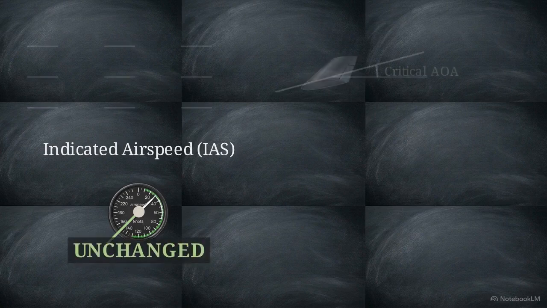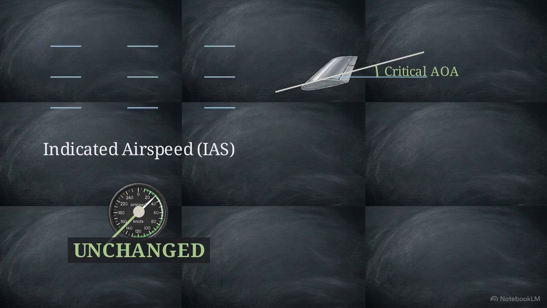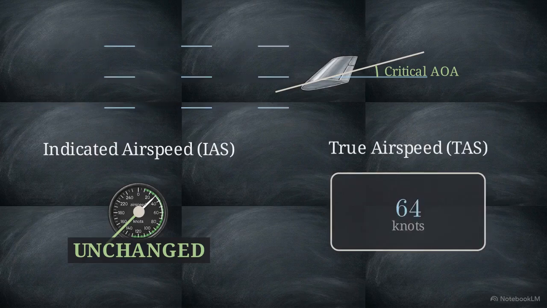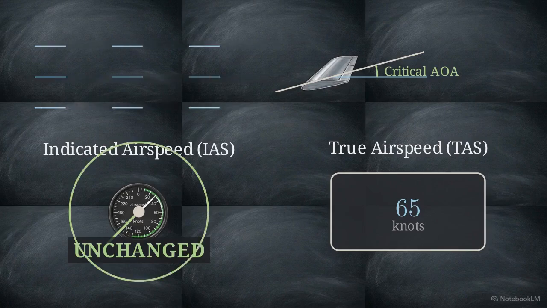A specific question on the FAA written exam tests your understanding of a counterintuitive variable. Does your indicated stall speed increase when the air is this thin? It does not. An aircraft stalls at the same angle of attack and dynamic pressure, regardless of the density. While your true airspeed, your actual speed through the air, is much higher at 9,000 feet, your indicated stall speed on the dial remains exactly the same.